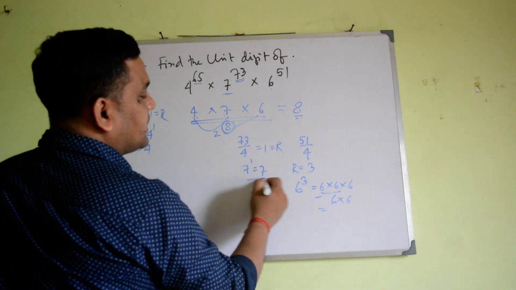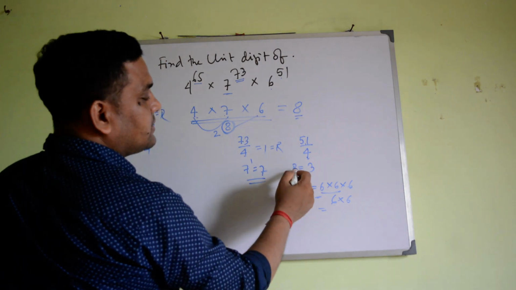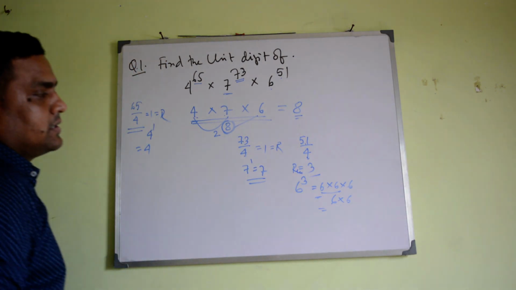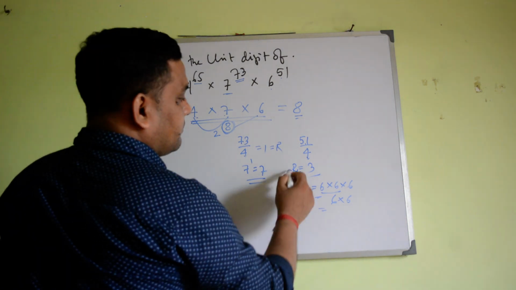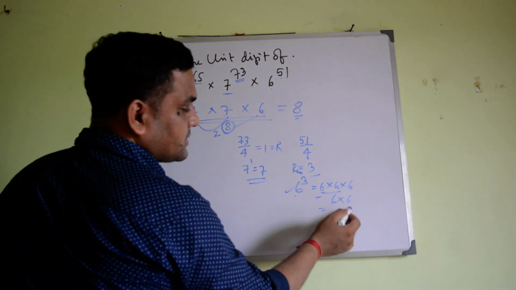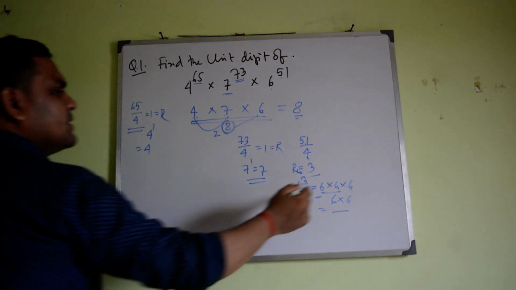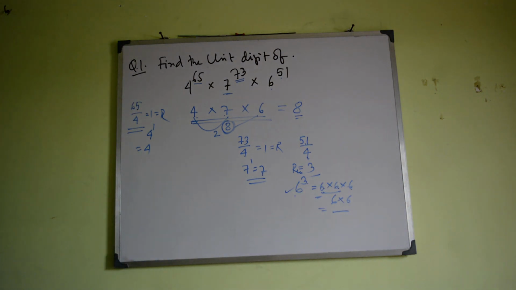So 7 to the power 1, that's equal to 7. Again 51 divided by 4. So what is your remainder? Here the remainder is 3. And what is then your unit digit? 6 to the power 3. So 6 into 6 into 6, that is equal to the same, 6 into 6, 36. So the last digit is 6. Again you multiply by 6. So again 36. So the last digit will be 6.